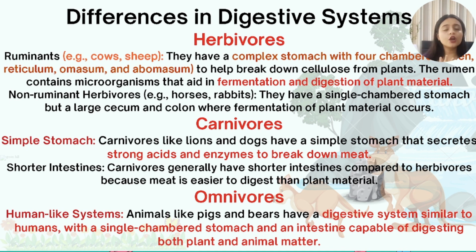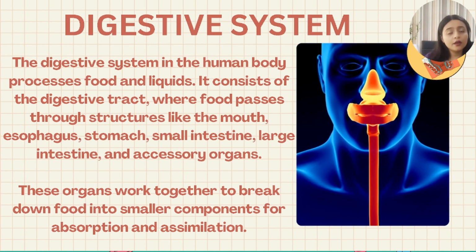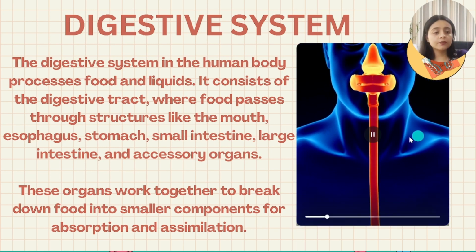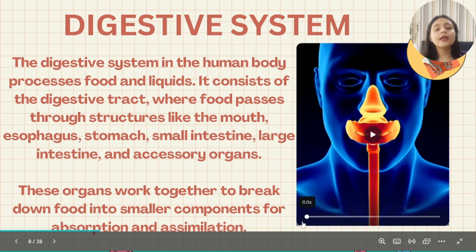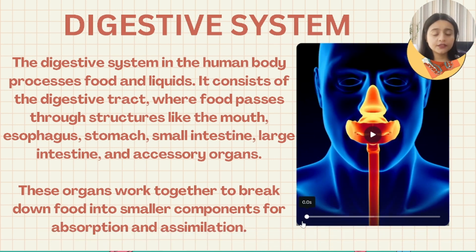Okay, so till now we have understood that herbivores have a complex structure of digestive system, carnivores have a simple stomach, simple digestive system, and omnivores are the animals which have the same kind of digestive system that human beings are carrying. Okay, so we are going to study about the steps of digestion. All right, before knowing the steps of digestion, we need to know what is actually the digestive system.